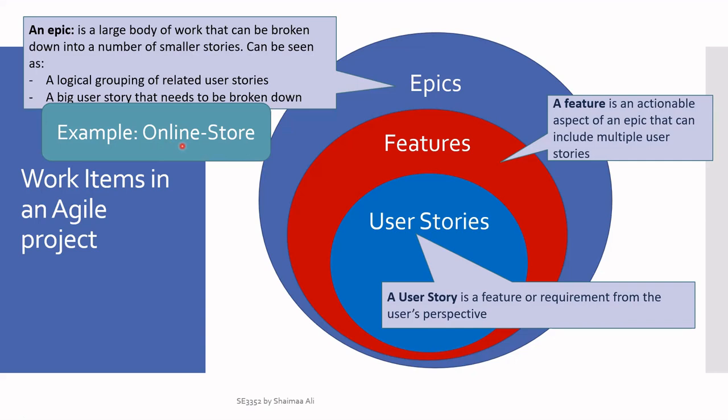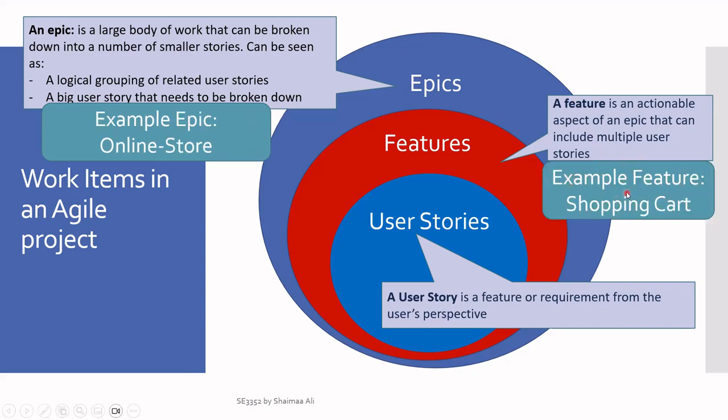So that retail store can have things in person, okay, and it can have an online store. So the online store is one of the epics there. Obviously this is a very big epic, a very big chunk of work. All right, now a feature would be one of the actionable items under this epic, so the shopping cart. The shopping cart is one of the features or actionable aspects of the online store.